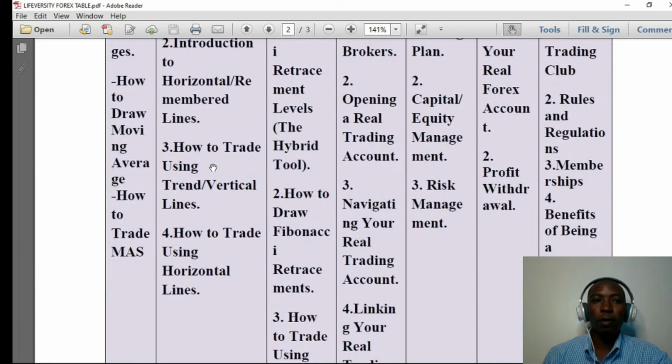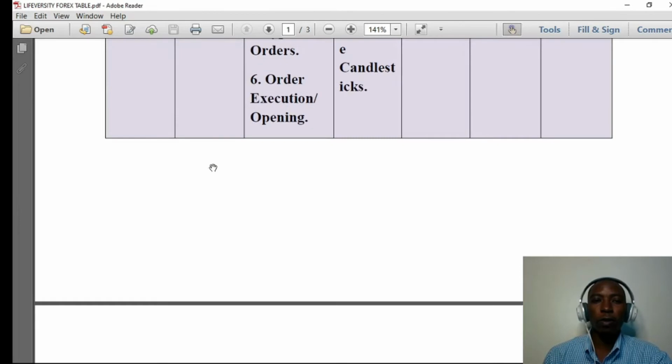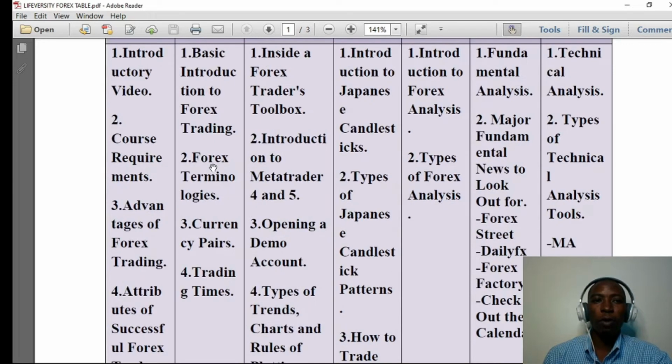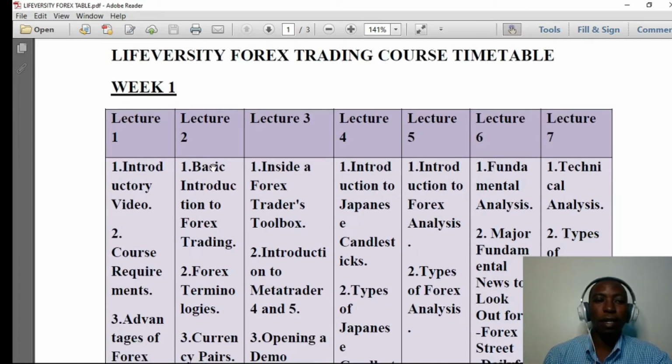I will offer you 1 lecture per day. So in 20 days, you should be through. And we will be able to cover these lectures from Monday up to Sunday. So I'll just take you through the lectures for week 1. And here is our timetable.